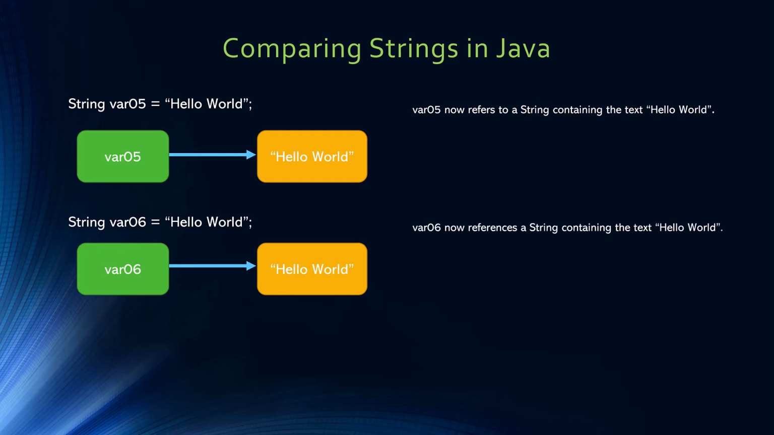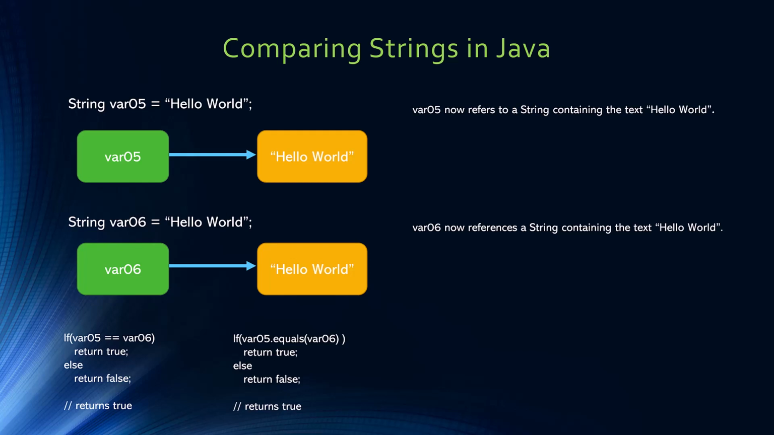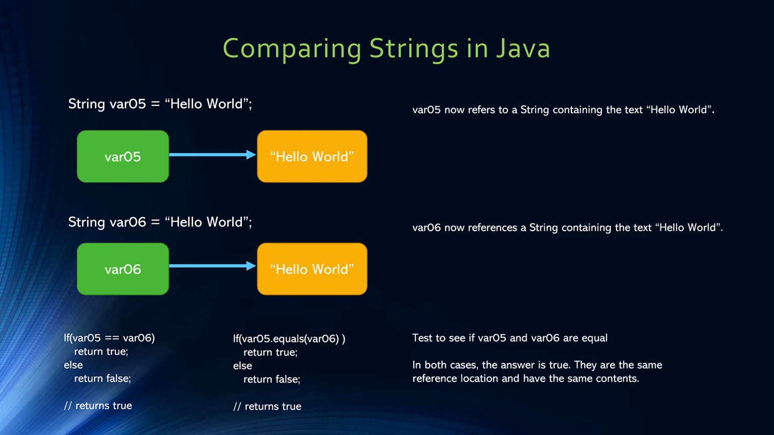In our code example, let's compare the variables var05 to var06 with the double equals operator. In this case, we get back a value of true. What this is saying is that var05 and var06 reference the same string. Now let's try the dot equals method of the string class and compare the contents of var05 to the string var06. Once again, we see that the answer is true. So for var05 and var06, they're equal using either the double equals operator or the equals method.